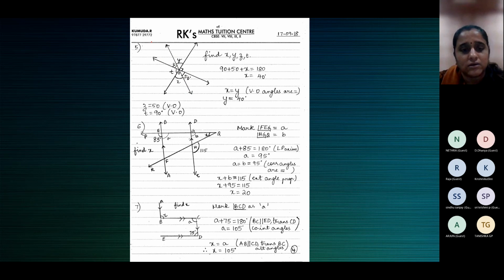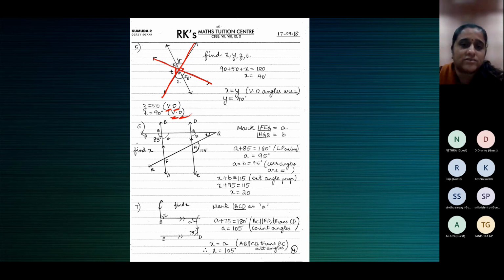Again, look at these two lines. You can see there is T here and there's 90 here. So T is equal to 90. Vertically opposite angles are equal. That's what I've written here. T is equal to 90.